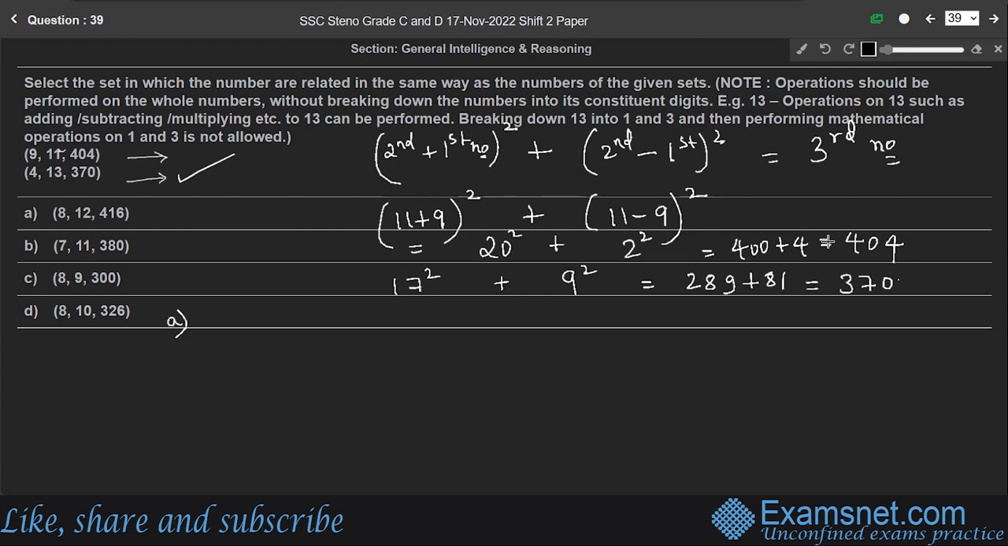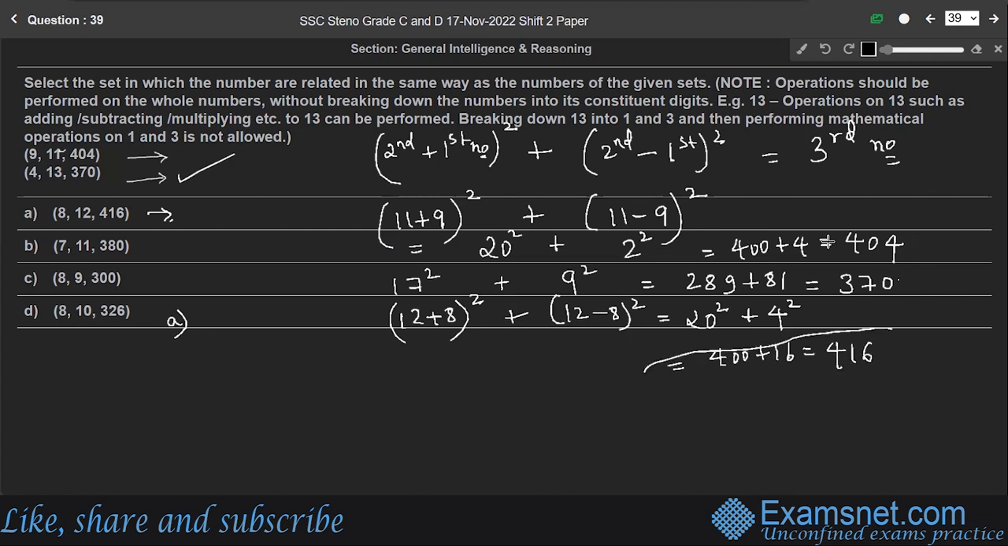Now, coming to the options, among four options, we'll go for option A, right? Apply the same logic here. So, second number, 12 plus 8, plus first number, the square, plus second number minus first number the square, right, is equal to, so 12 plus 8 is 20 square plus 12 minus 8 is 4, it's a square. So it is how much? 400 plus 16 is equal to 416, right? Therefore, first set of numbers follow the same logic, hence option A is the right answer.